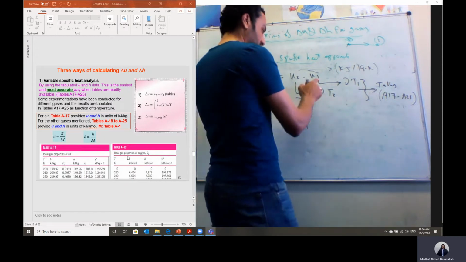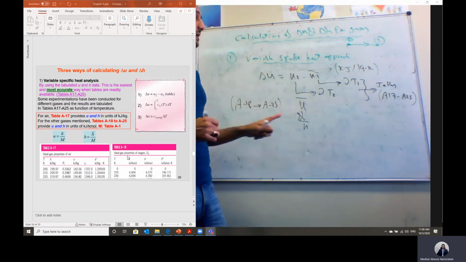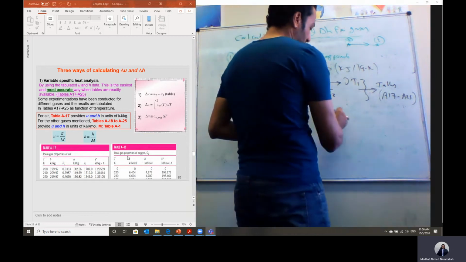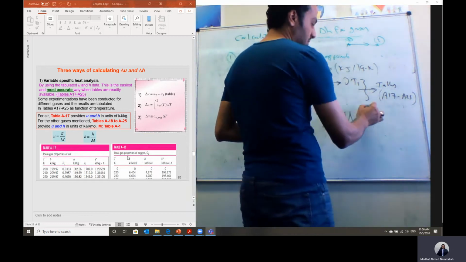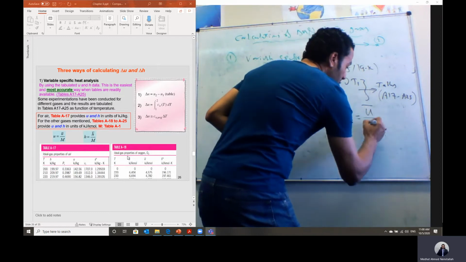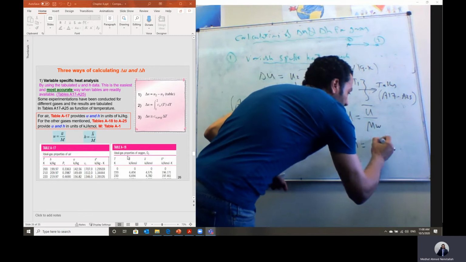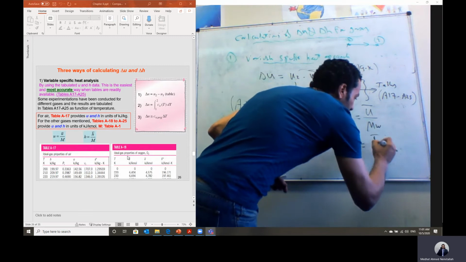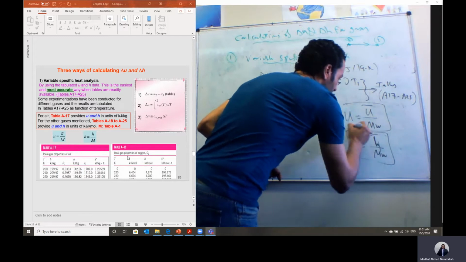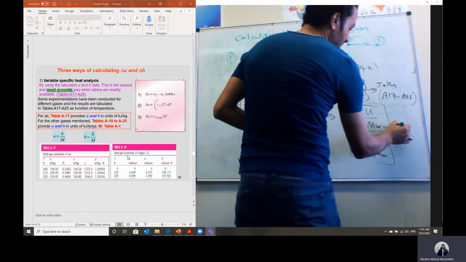At temperature T1, we can get the internal energy U1 per kilomole, and we can also get the enthalpy H. To convert, we can say the internal energy per kilogram equals the internal energy per kilomole divided by the molecular weight. Likewise, the enthalpy per kilogram is equal to the enthalpy per kilomole divided by the molecular weight. Okay? And where does the molecular weight come from?